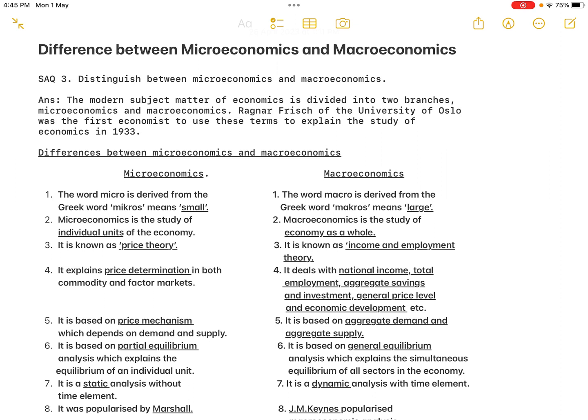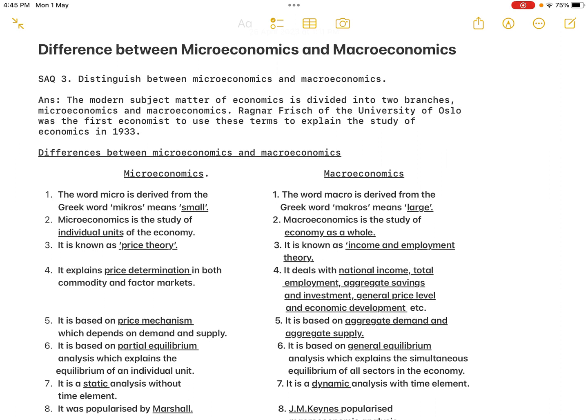But what about macroeconomics? Macroeconomics is studying the economy as a whole. So what is the total national income of the country? It is not studying the individual income. Macroeconomics is studying the total national income. So microeconomics studies the individual income, macroeconomics studies the total national income. Microeconomics studies the individual profit, macroeconomics studies the profits of all the producers in the country.